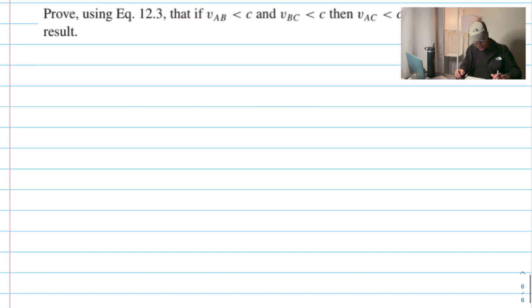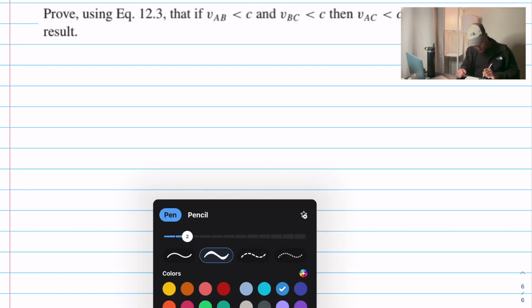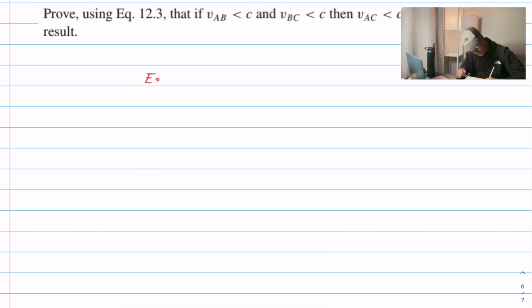Now we'll move to the second example. Prove using equation 12.3 in the book that if the velocity AB is less than c and the velocity BC is less than c, then velocity AC must be less than c as well. So I'm just going to write out that equation 12.3, just to make sure I'm not reading the wrong thing. I always have the textbook open typically. So 12.3 is Einstein's velocity relation.